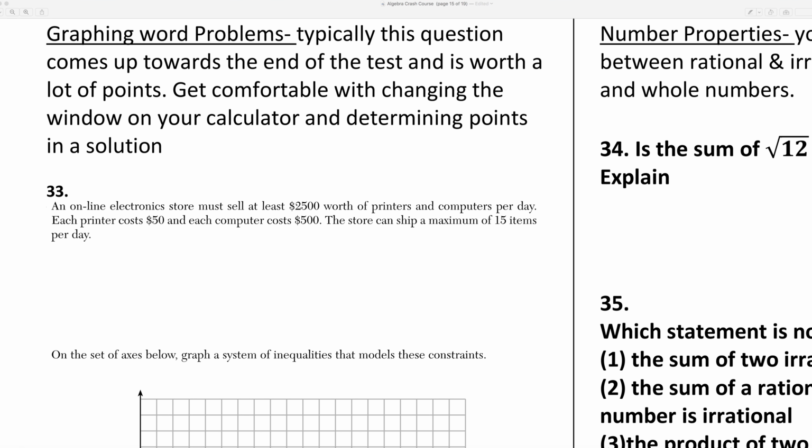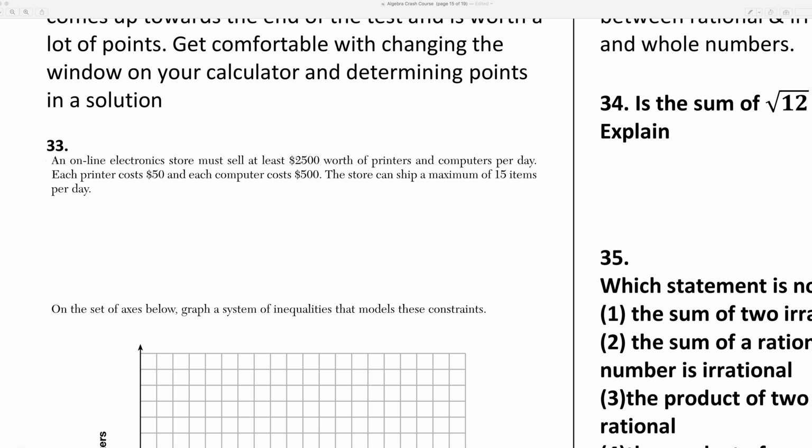Graphing word problems. So this is like a system of equations. He must sell 2,500 printers and computers per day, and each printer costs 50 and each computer costs 500. So it's 50 times the printer plus 500 times the computer has to equal 2,500. And then he has to ship a maximum of 15 items.